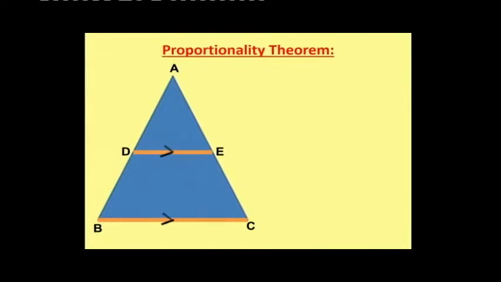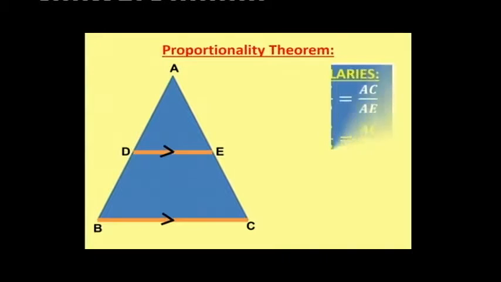Let's have a look at it again. We have DE parallel to BC. So if DE is parallel to BC, remember what is true. We can write down AB over DB is equal to AE over EC. Top over the bottom equals top over the bottom.